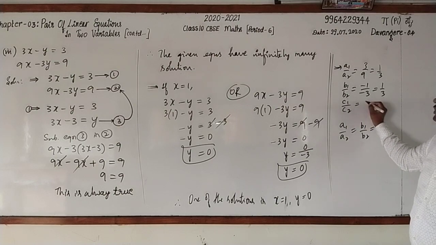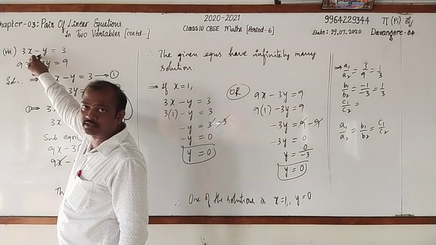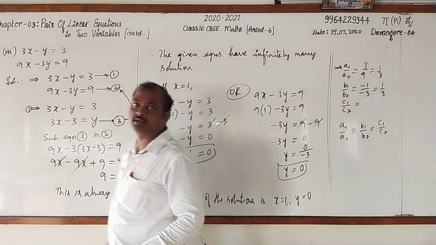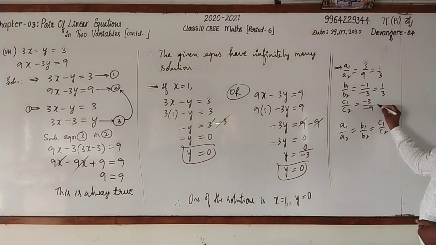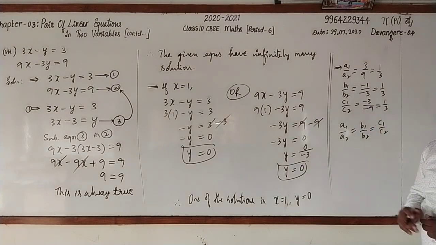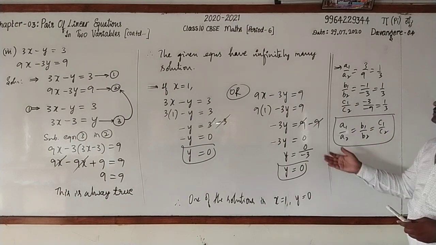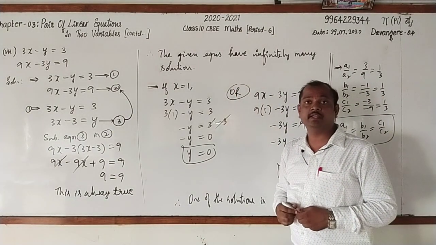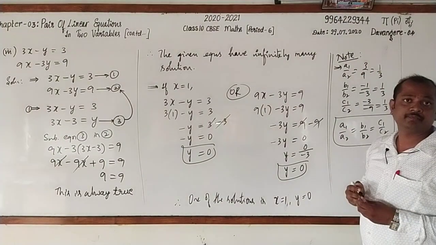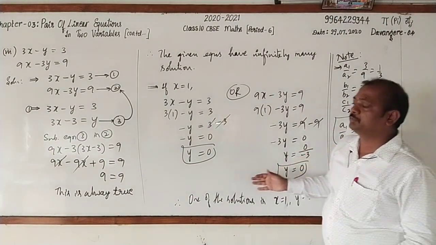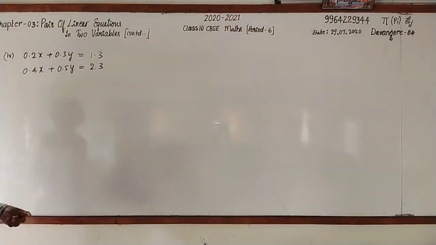c1 by c2. It is, transferring 3 to the left hand side becomes minus 3. Transferring 9 to the left hand side becomes minus 9. So you can write minus 3 by minus 9. Again it is 1 by 3. Compare. All the ratios are equal. Hence it has infinitely many solutions. It is just for information only. Yes, please go for copying from there to here.